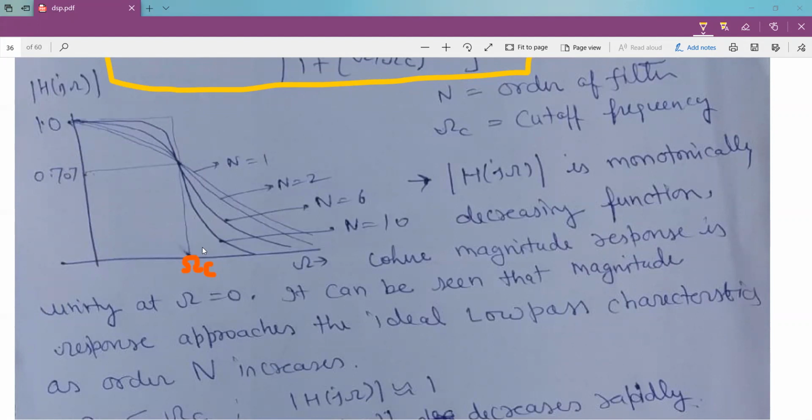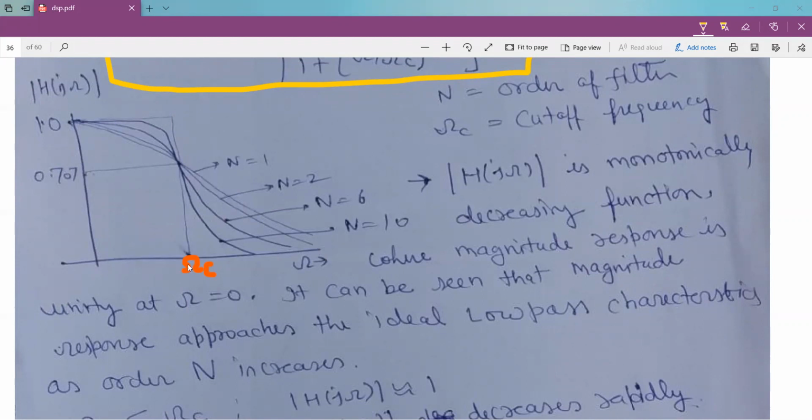Also, it can be observed when the value of the frequency is smaller than the cutoff frequency, in this case, amplitude response is near about 1. But when it is increased or it becomes higher than that of the cutoff frequency, it decreases at a very rapid rate.